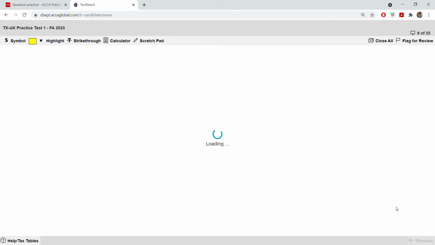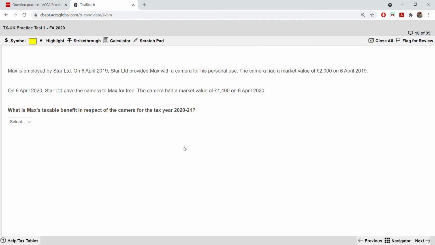Next, Max is employed by Star Limited on 6th April 2019. Star Limited provided Max with a camera for his personal use. The camera had a market value of 2000 on 6th April 2019. On 6th April 2020, Star gave the camera to Max for free. The camera had a market value of this. What is Max's taxable benefit in respect of the camera for the tax year 2020-21?